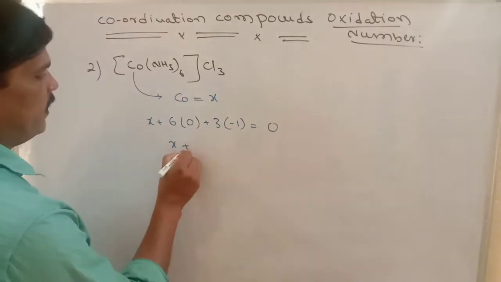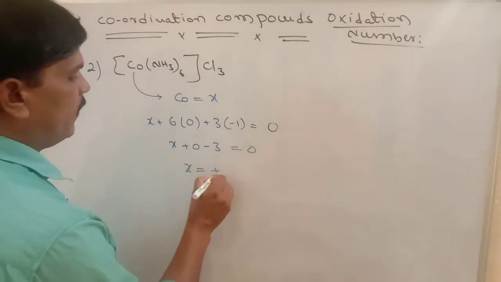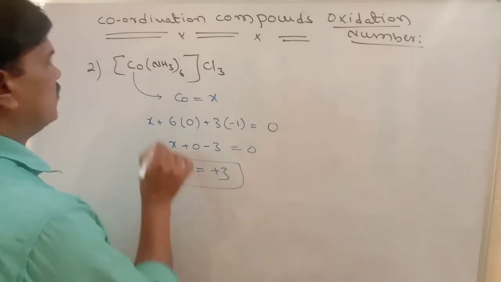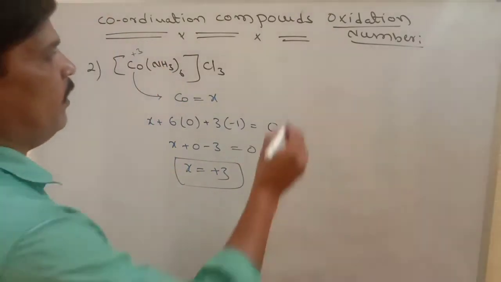Now X plus 0 minus 3 equal to 0, X equal to plus 3. Here the cobalt oxidation state is plus 3. Cobalt oxidation state is plus 3.